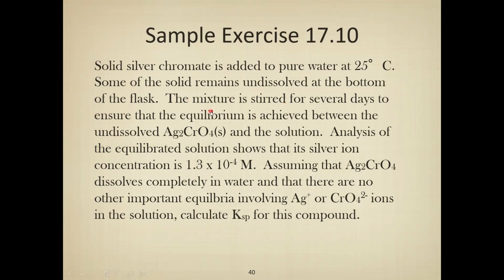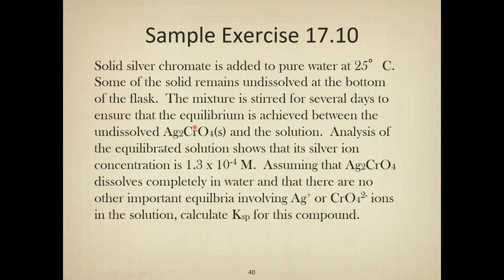And this question is saying that we leave it in solution, allow it to stir for several days just to make sure that we do ultimately reach that equilibrium. And then the analysis of that solution shows that we've got this concentration for the silver ion. Assuming that the maximum amount of this silver chromate dissolved, and then there was nothing else going on, so we didn't have any other substances that would produce silver ions or chromate ions, we want to figure out what the solubility product for this substance is going to be.